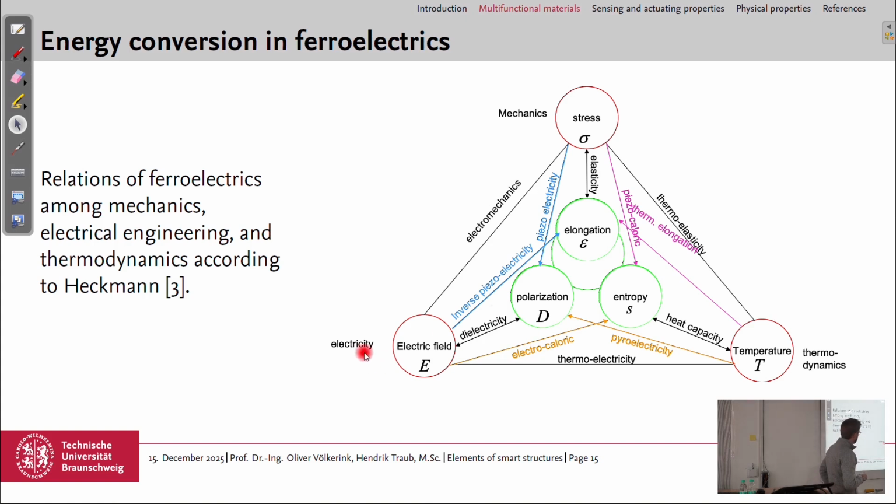We have a relationship between the electrical field E and the temperature. It's the thermoelectricity with the pyroelectric and the electrocaloric effect, which connects, for example, the electric field with the entropy S. And then we have the relation between mechanics, the mechanical stress sigma, and the temperature, the thermoelasticity, so characterized by the coefficient of thermal expansion, and also several other effects like the piezocaloric or the thermal elongation effect.